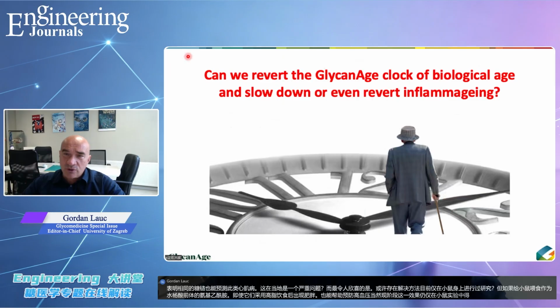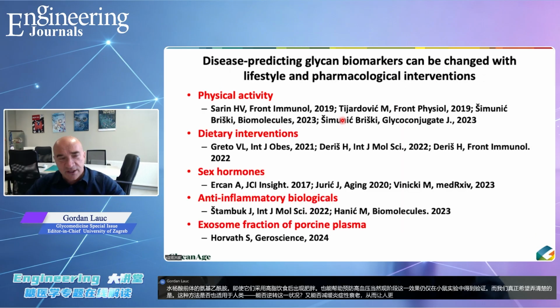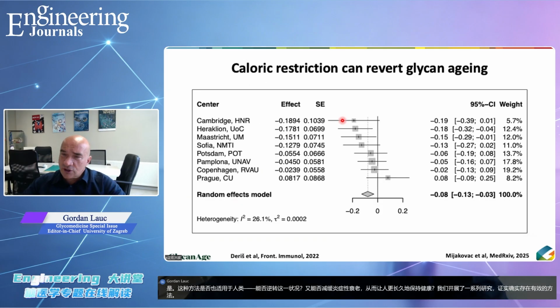And what we really want to learn is, is there something we can do in people? Can we revert this glycan age clock of aging? Can we slow down inflammation and be healthier for longer? We did a number of studies showing that there are things which work. I don't have time to go through all of them. I'll just show you a few examples. For example, caloric restriction works.